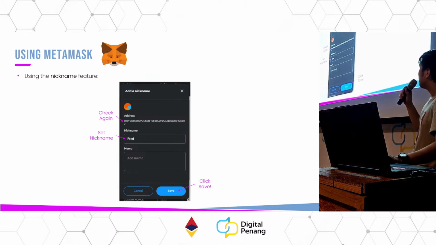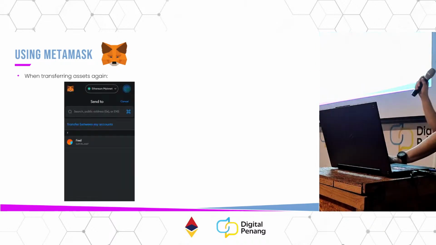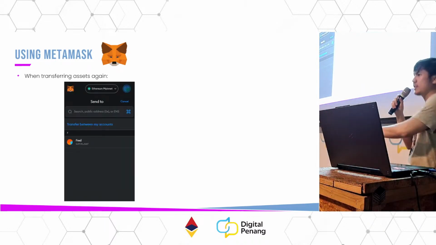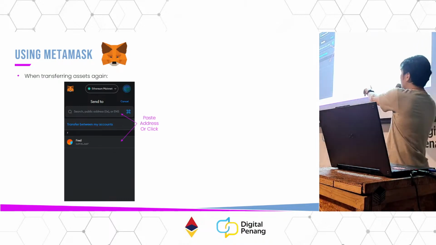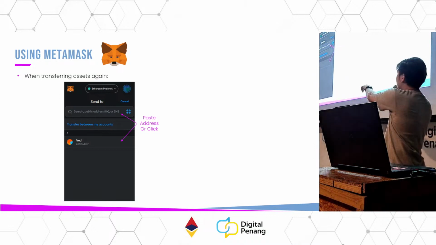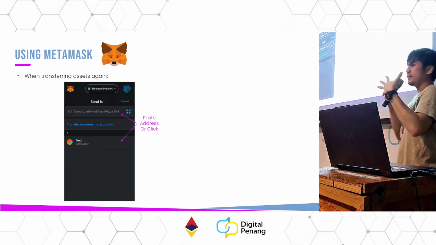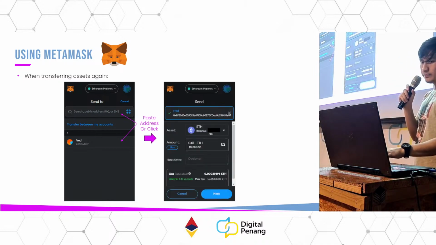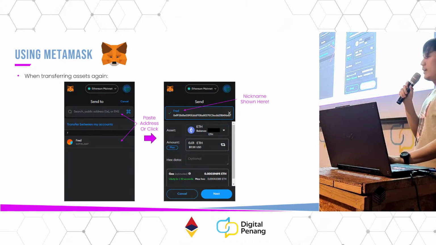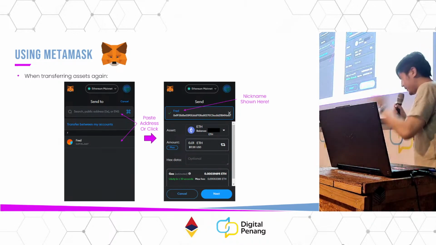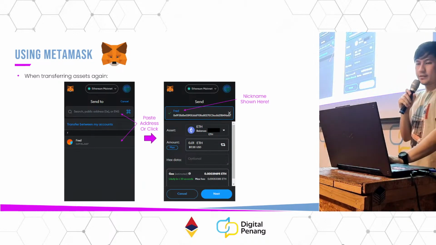Now, what happens when you do this is very convenient, because when you transfer your assets again, right? You click on transfer. You are in this page. You can see that the names of the addresses that you have assigned a nickname are there, right? Or you can even just paste the address. And if it's someone that you have already set a nickname to, you can see they put the nickname there on the top, right? The nickname is shown here. So you are absolutely certain that it's the person that you are sending your assets to, right? This is very key.